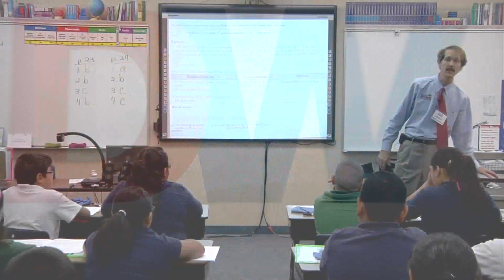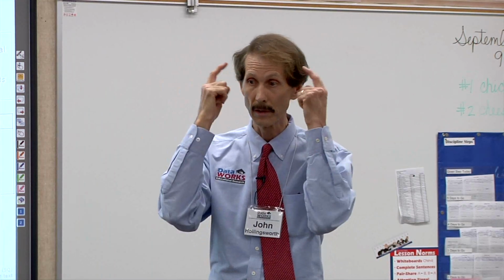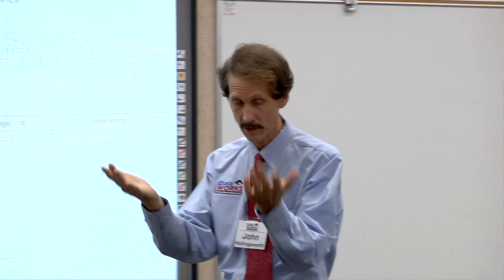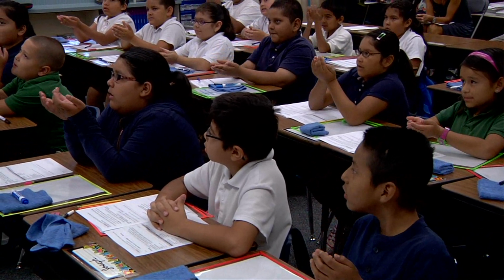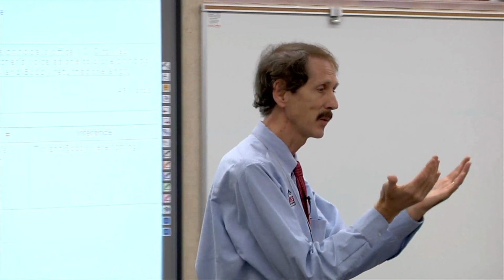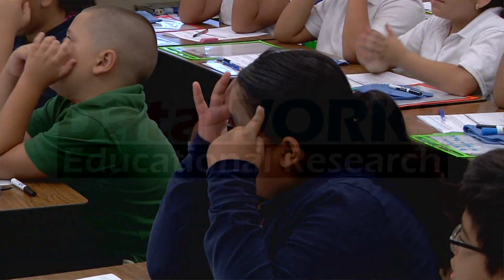To make an inference, we use what? Evidence from the text, like we're reading the story. And what else do we use? Prior knowledge, what we already know. So to make an inference, let's all show me with your hands, we use what? Evidence from the text and prior knowledge, what we already know. Let's say it one more time. To make an inference, we use what? Evidence from the text and prior knowledge, what we already know.